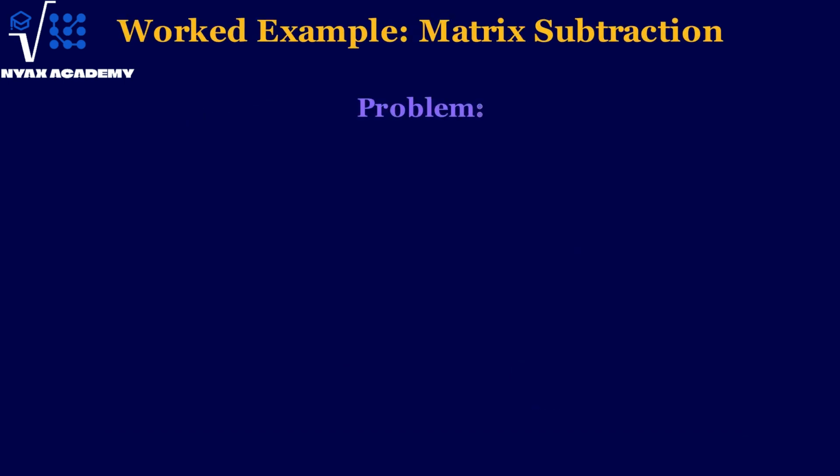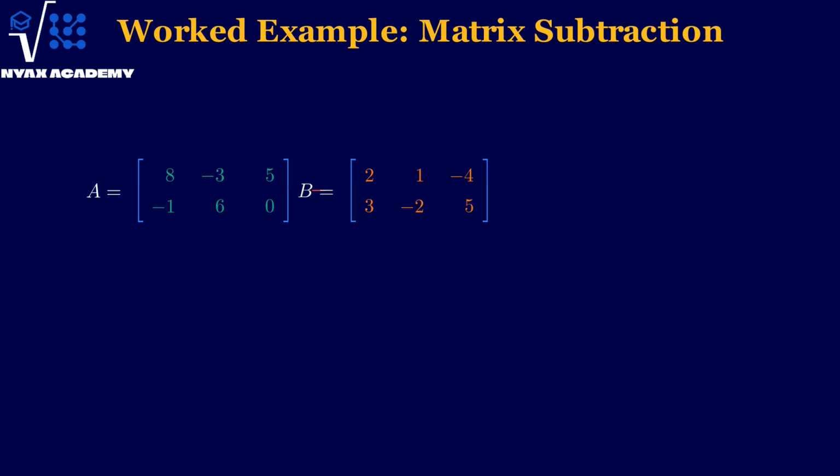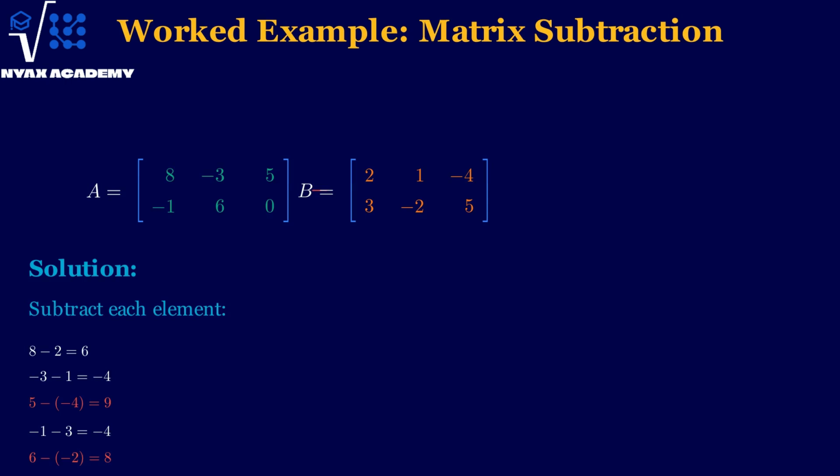For example 2, we are given 2 by 3 matrices subtracting each other. We follow the same rules that we used for the 2 by 2 matrix, subtracting each position separately to get our resultant matrix. 8 subtract minus 2, minus 3 subtracting 1, 5 subtracting minus 4, minus 1 subtracting 3, 6 subtracting minus 2, and 0 subtracting 5, resulting in our final matrix.